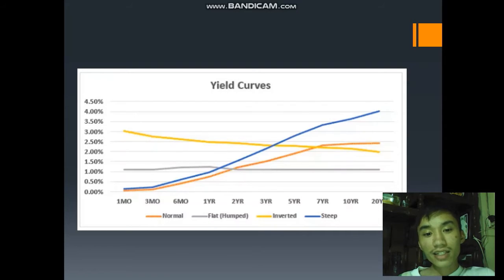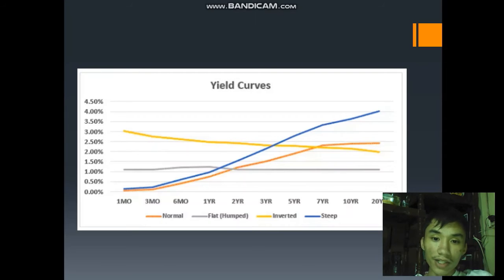And the gray one, which is a straight line but humped in the midterm. The behavior of the yield curves is just an explanation of the risks involved in the investment that you're in. So if it has a positive slope, like the normal one and the steep one, it means that there is a certain amount of risk every year until maturity.